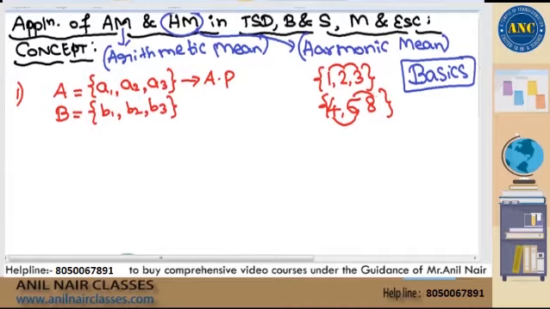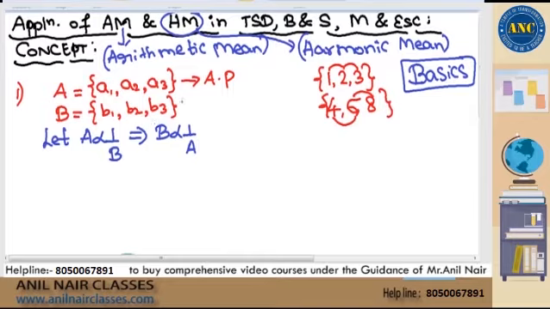I am taking a series A, suppose that is in arithmetic progression, and I will also assume that A and B are inversely proportional to each other. Right? Now, listen to this carefully, sir. If A and B are inversely proportional to each other, B and A also will be inversely proportional to each other. Reverse is also true.